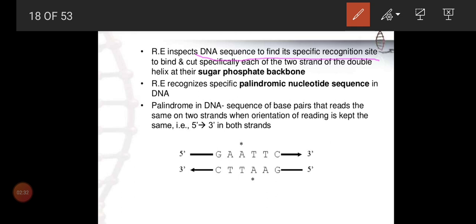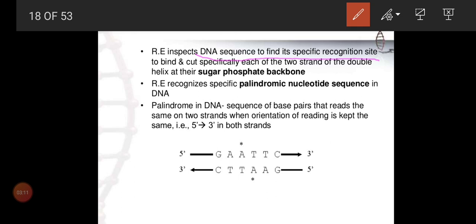But this restriction endonuclease has the capacity to find the specific sequence. Okay, they'll find it, and after finding they go and attach to the DNA. This restriction enzyme, which we used to isolate from Escherichia coli, will go and bind with the target DNA, and that only we call shape to shape matching. When it comes in contact with the DNA sequence with a shape that matches a part of the enzyme, it is called the recognized site. So what do you mean by recognized site?